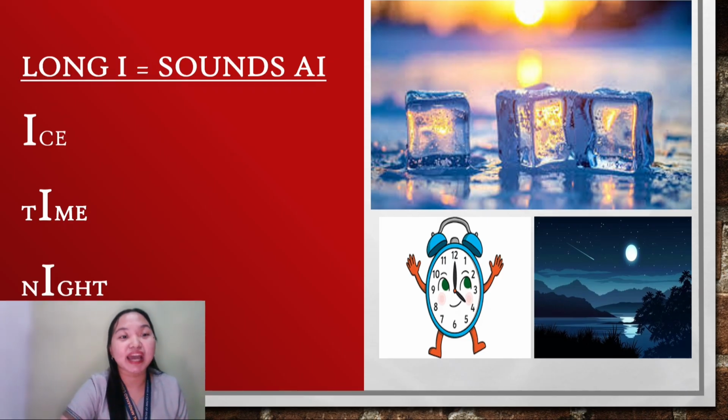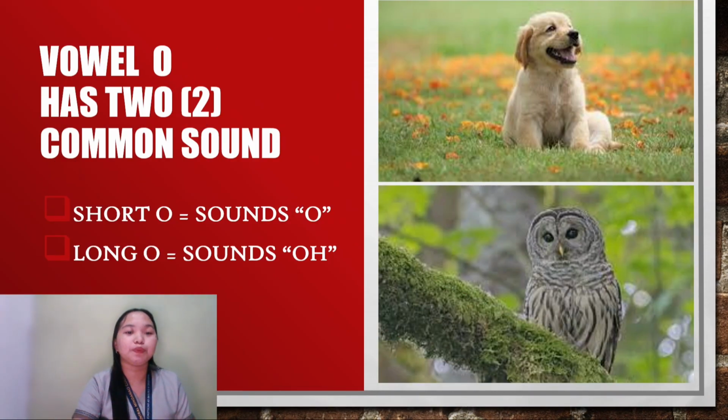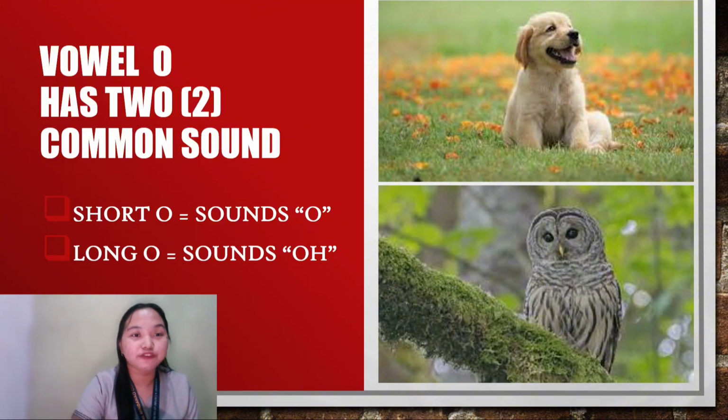So now let's move forward to the examples of the long I, which sounds like "eye". We have an example here, ice. Then the second one is time. And the third one is night. So let's move on from the letter I and talk about the vowel O.